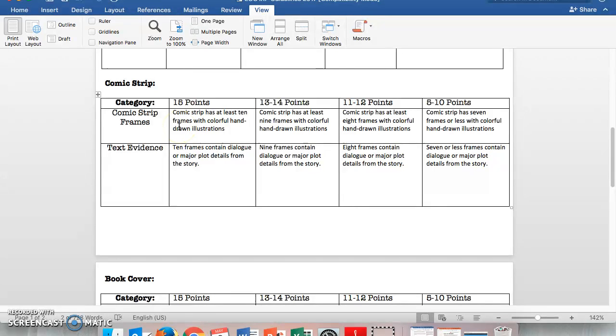The comic strip has at least 10 frames with colorful hand-drawn illustrations. So here I specified for you the hand-drawn, but we know that all of our illustrations have to be hand-drawn. So in order for you to get the full 15 points, you have to have at least 10 frames. So pay attention, at least 10. So if you really wanted to get creative and have 11 or 12 or 13, you do you. That's awesome, okay? But in order for you to get 15, you only have to have at least 10, okay?